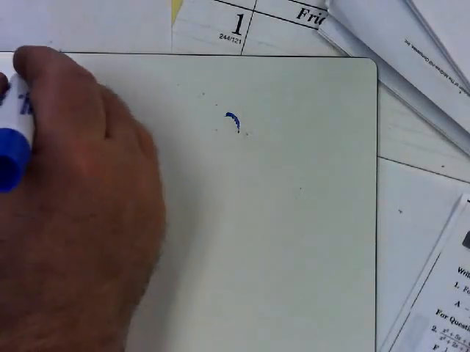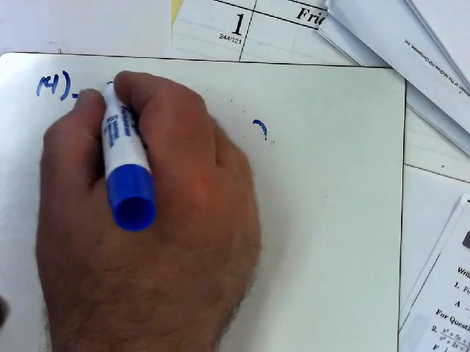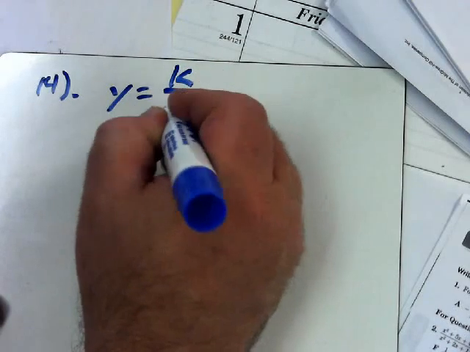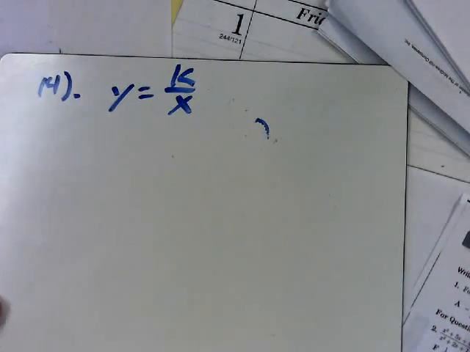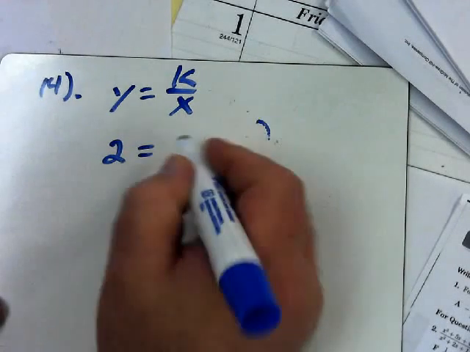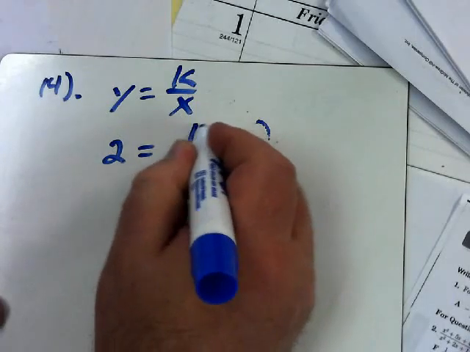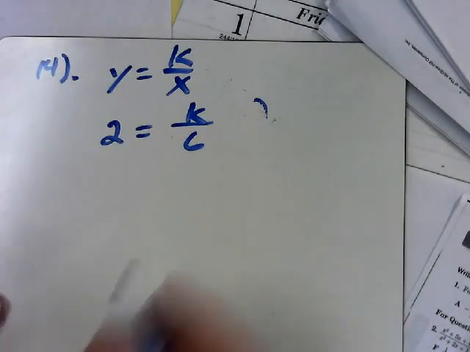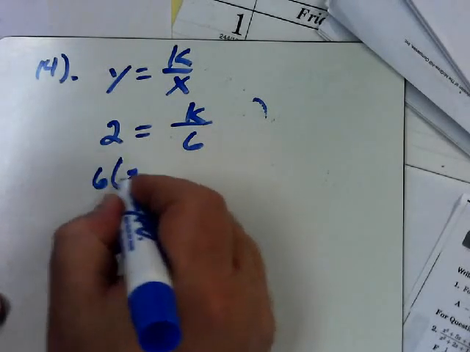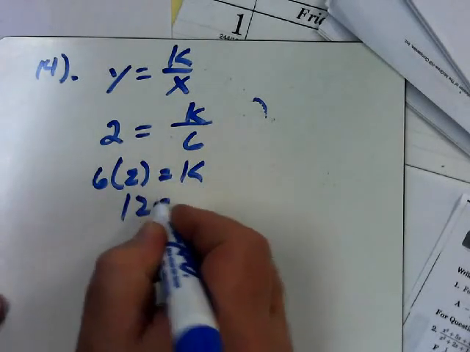Problem number 14. If y varies inversely as x, y then equals k over x, doesn't it? That's an inverse. y is 2, x is 6, I have to find k. So 6 times 2 would equal k, 12 is equal to k.